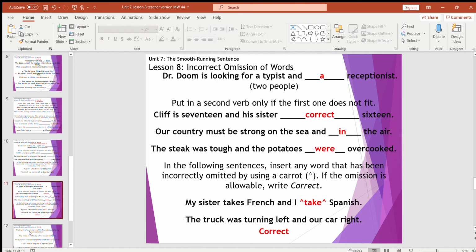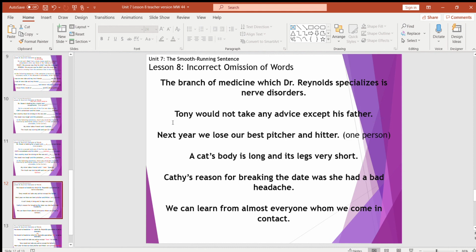Okay. And these last ones. The branch of medicine which Dr. Reynolds specializes is nerve disorders. Oh, something's missing here. What preposition? The in.